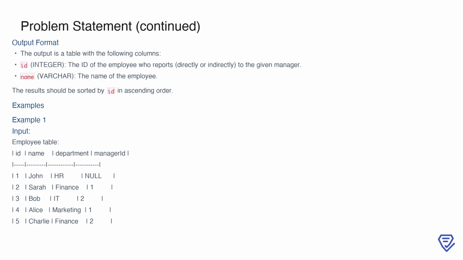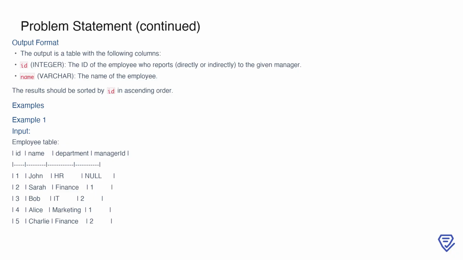To clarify, direct reports are employees who have the given manager ID in the table. Indirect reports are employees who report to someone else, but eventually, through the chain of command, also fall under the same manager. The results should always be returned in ascending order based on the ID.